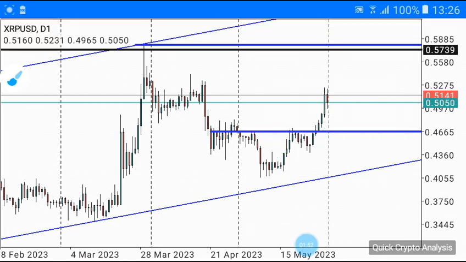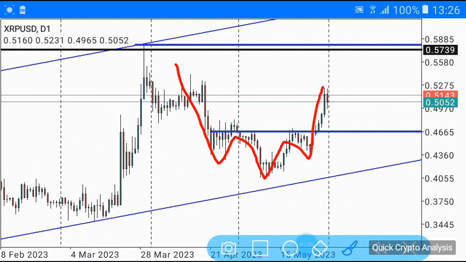We have confluence, right? Number one, we have the formation of this inverted head and shoulders pattern. Number two, we have the neckline being violated to the upside. Number three, we would then have price come back to the neckline to give it a test. And number four, we have the neckline aligning with the 50% Fibonacci retracement level, right?